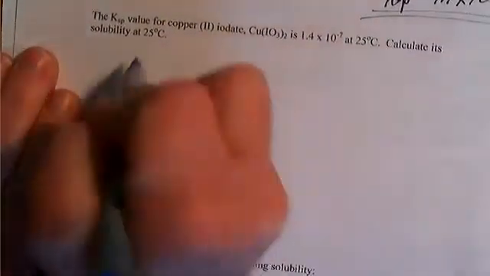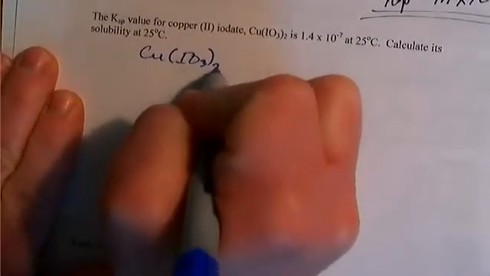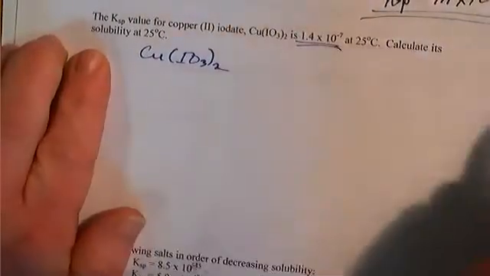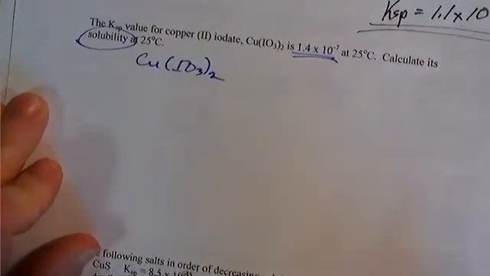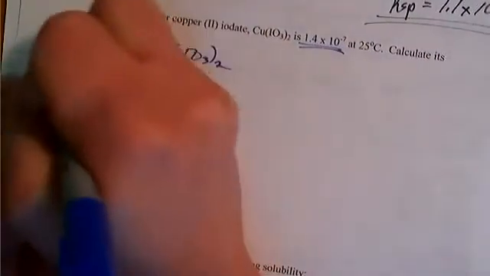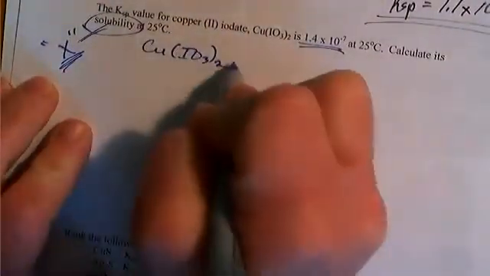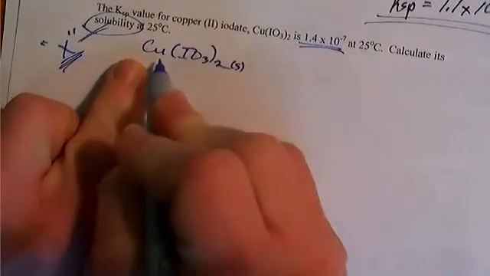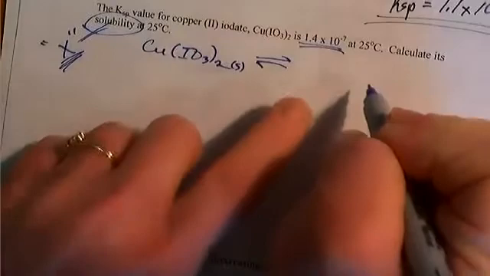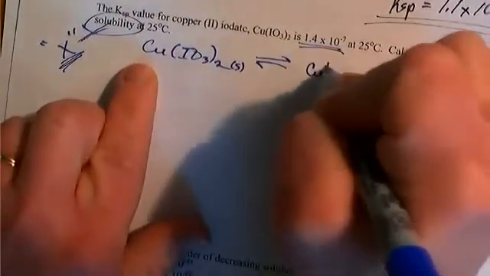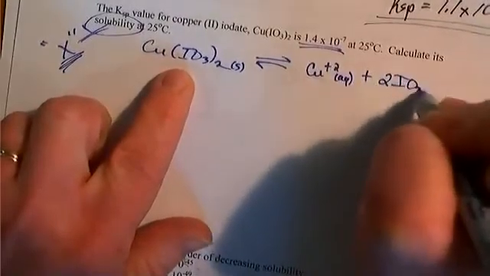So let's imagine that we have copper 2 iodate, and we're given the Ksp, and we're asked to find solubility. For insoluble solids, we just have to remember that solubility is our x. That is what we are after. So we are always referencing the ionic compound as our reactant, and it will partially dissociate to give us 1 copper plus 2 for every 2 iodate ions.